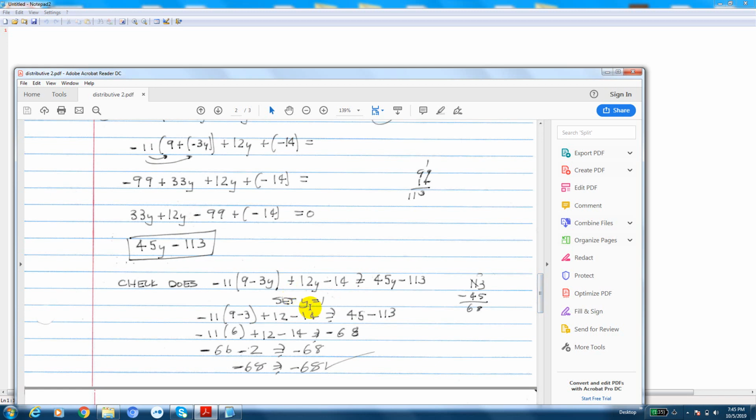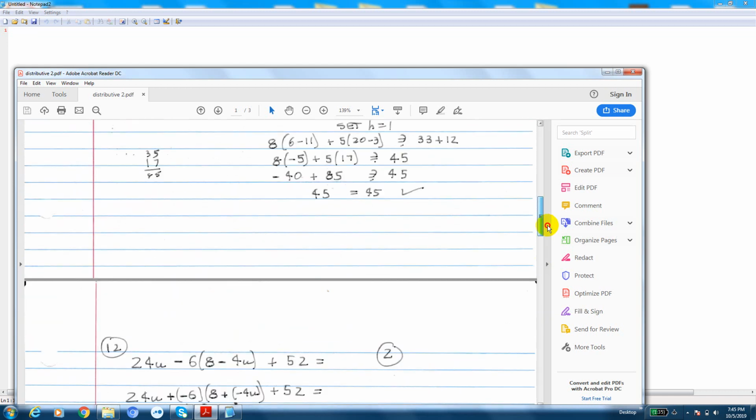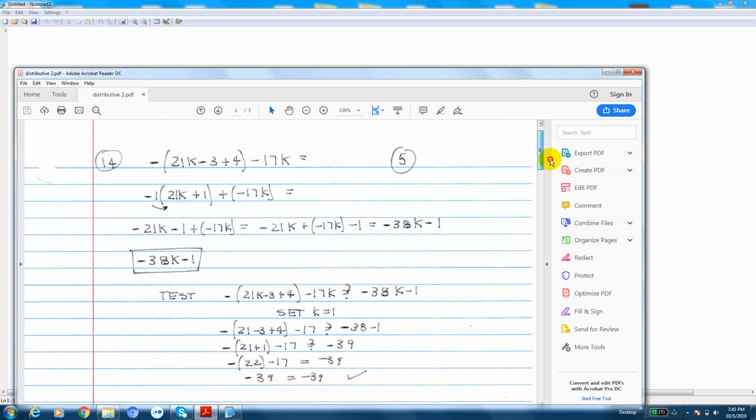You can check it, set y equal to 1. You don't have to check it, but if you have time, you can check it. Okay, and then you will see, you will go from there. Just going up to number 4.